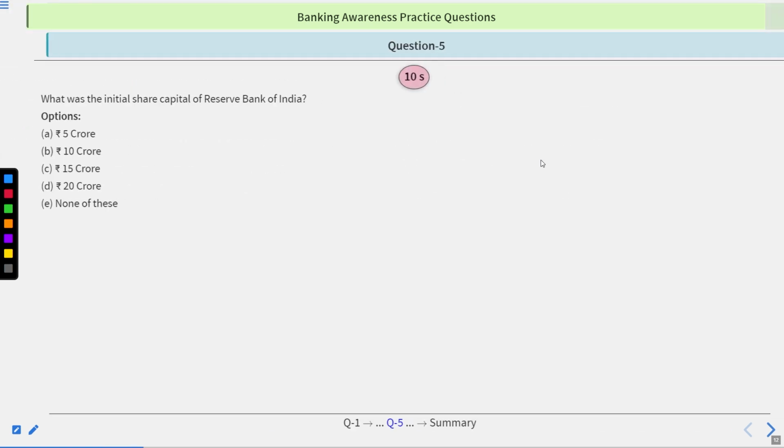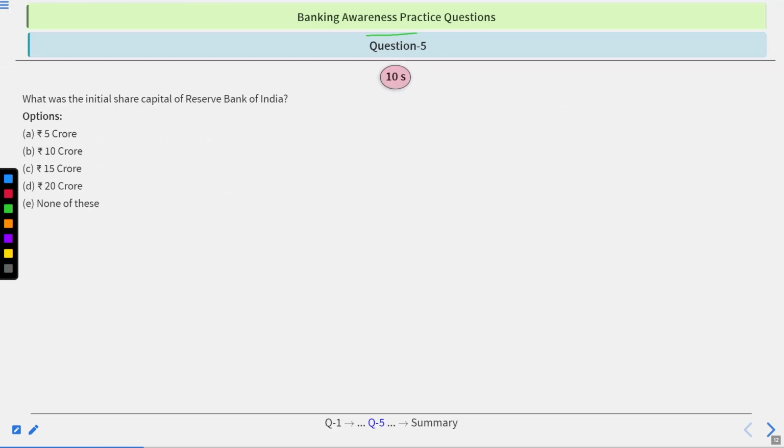Okay. Now, the question number 5. What was the initial share capital of Reserve Bank of India? Like when the Reserve Bank of India was established during the British era, what was the initial share capital that was prescribed to the bank? Options are 5 crores, 10 crores, 15 crores, 20 crores, or none of these. To answer this, you have 10 seconds and your time starts now.